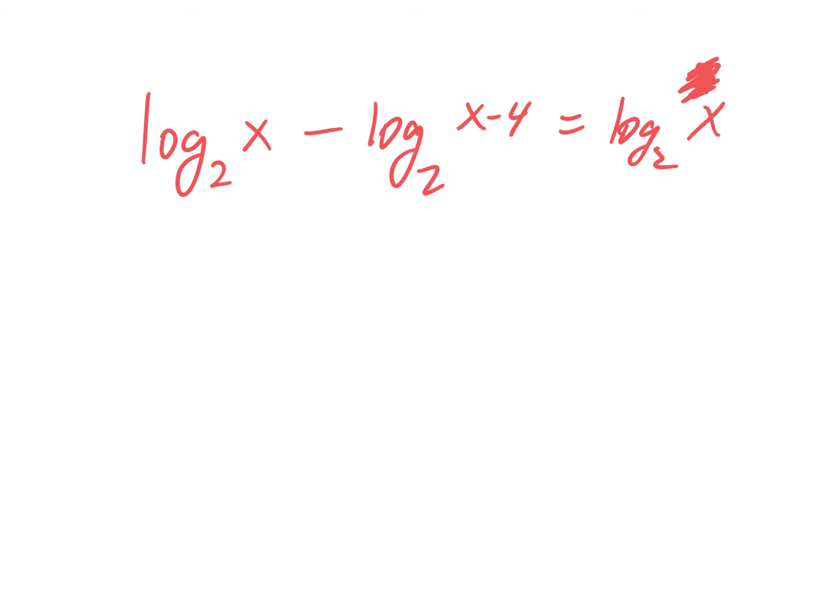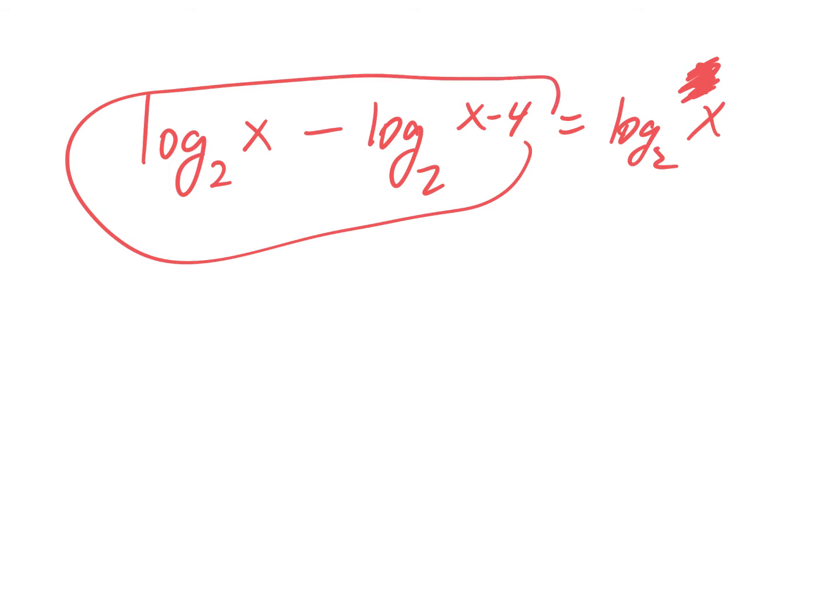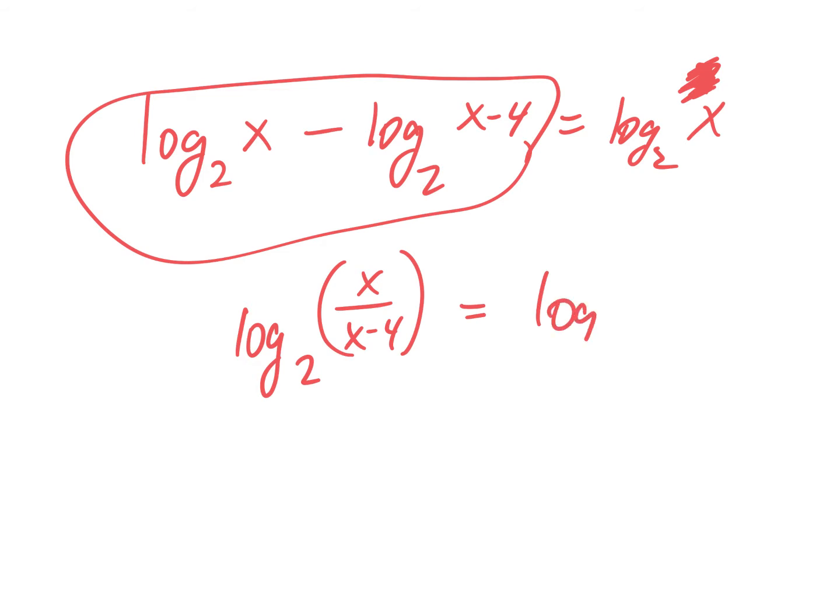Let's see. Henry, can you tell me the first step here? I would put the logs on the left side into one log. There's a word for that that starts with a C. Combine. Close, condense. All right, so we're going to have log base 2 of, what do you think that condenses to? X over x minus 4. Yep, and all that's in the argument. Equals log base 2 of x.